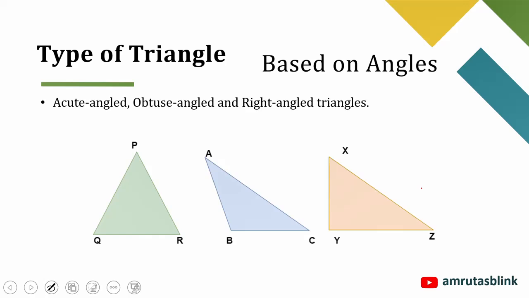Then you have obtuse angle triangle. Any one angle of the triangle, if it is an obtuse angle, then such triangle is called an obtuse angle triangle. What do you mean by obtuse angle? If the measure of the angle is from 90 degree to 180 degree, then it is called obtuse angle. And right angle triangle, if any one angle of the triangle is right angle, that is it is of 90 degree, then it is called a right angle triangle.